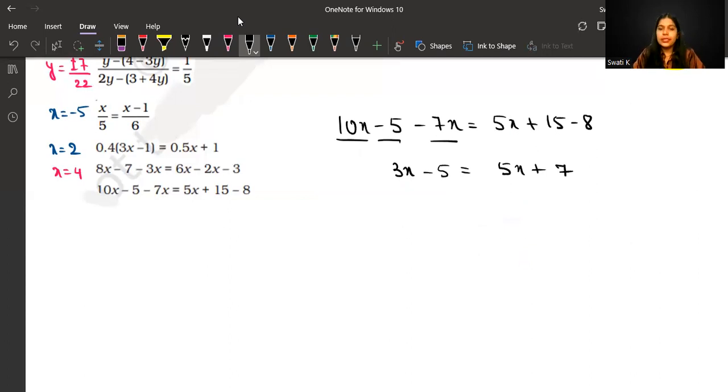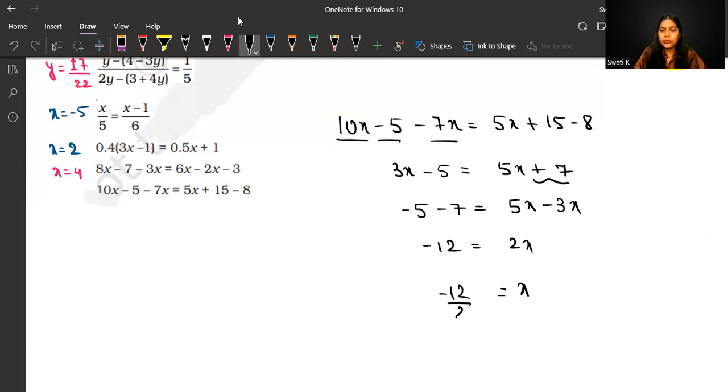Okay. Now here what I'll do, I'll keep this minus 5 as it is, and I'll shift this plus 7 to the other side. So that will become minus 7. I'll keep this 5x as it is, and plus 3x, I'll shift it to the other side. So it will become minus 3x. Now minus 5 minus 7 is minus 12, and 5x minus 3x is 2x. So the value of x is simply minus 12 divided by 2. So the answer for x is minus 6. So the answer is minus 6.